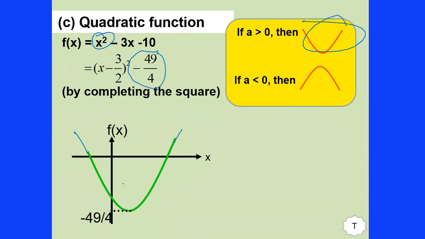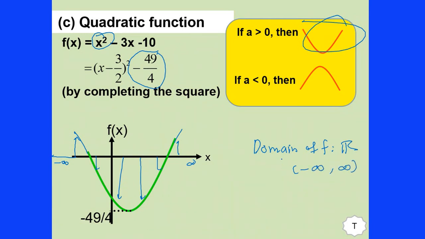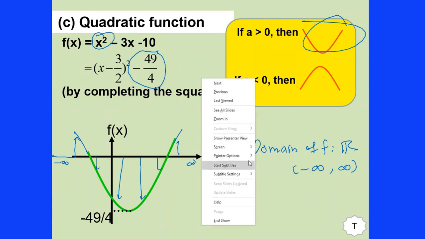Dia kata apa? Find the domain and range. Domain of f, tulis elok lah. So tengok x value. Sini ada partner. Okay, sini pun ada partner. Ada, semua ada. Okay, x value semua ada. So from negative infinity up to infinity. Domain is real numbers. Domain real numbers for quadratic.